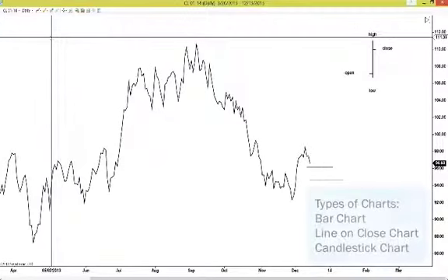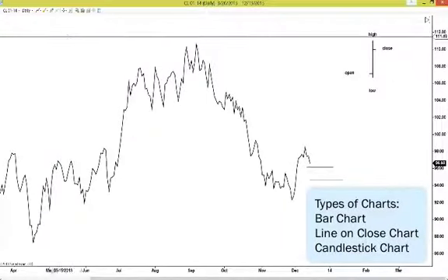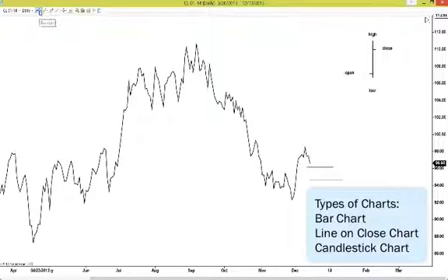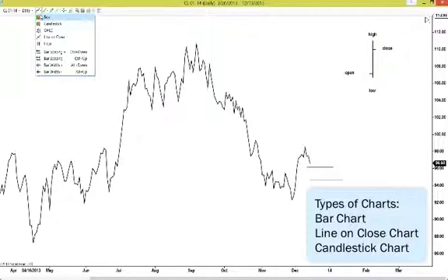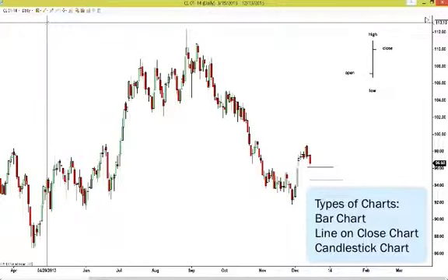Then we have the candlestick chart. Let's switch to a candlestick chart by going to the same icon. Again, in this case you have a line here, and select candlesticks. And there we are, something that you are already very familiar with. This is very similar to a bar chart.